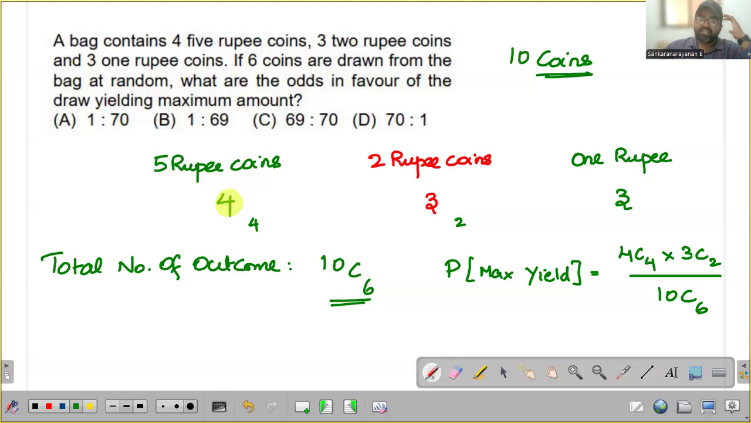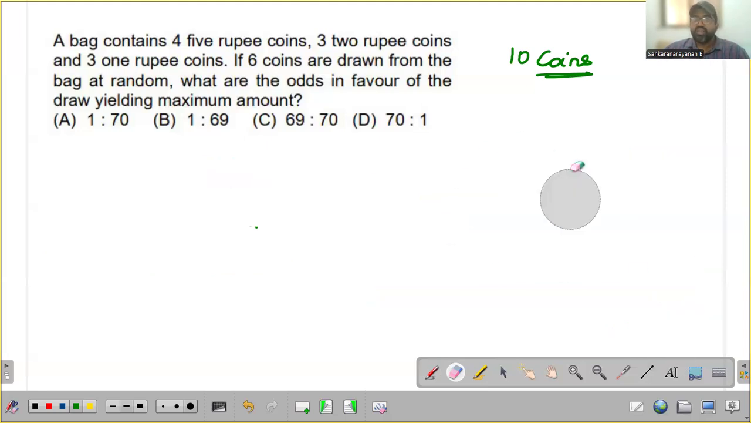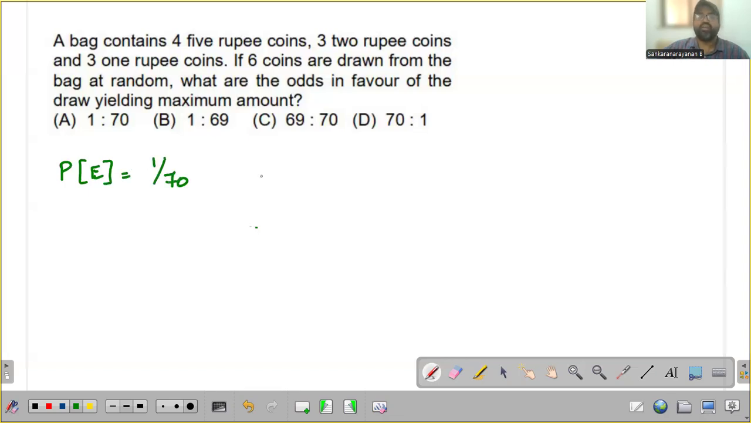So this is the probability for that maximum yield. When I calculate 4C4 into 3C2 divided by 10C6, you can see this results in 1 by 70. Got it? Now, this is a very critical value, 1 by 70, based on which I am going to explain the question further. So the probability that the event happens is 1 by 70. That's what I have calculated. So what is the probability that the yield is not maximum, that is P of E bar? It is 1 minus 1 by 70, equal to 69 upon 70. So this is the chance that the yield is not maximum, P of E bar.